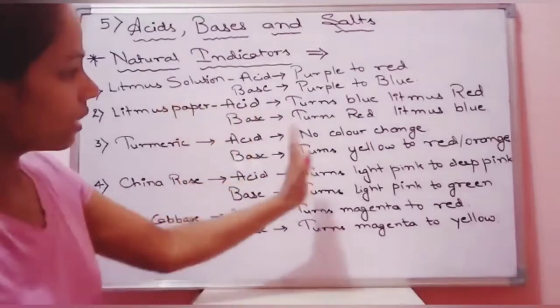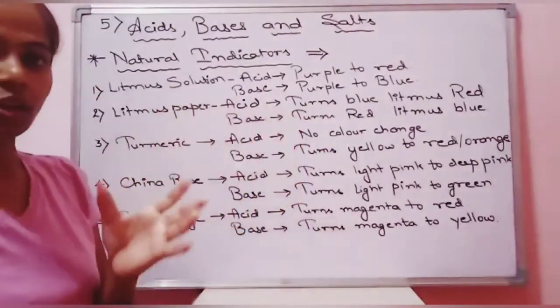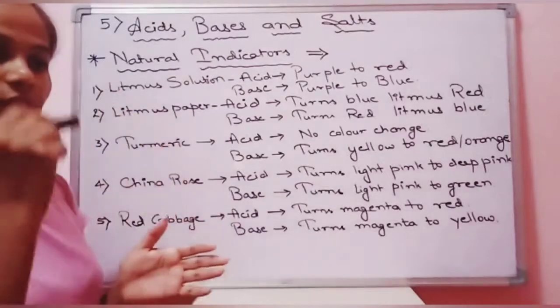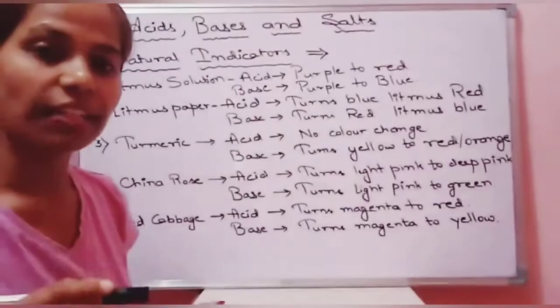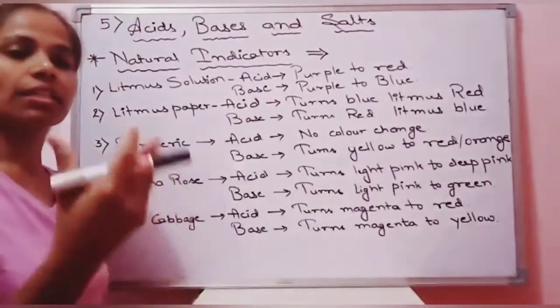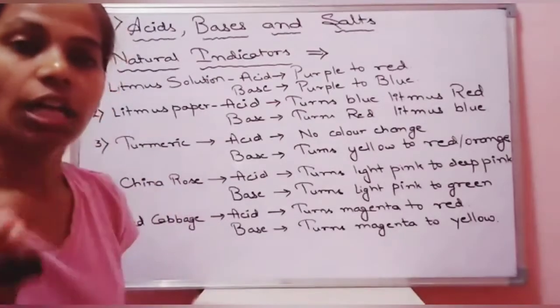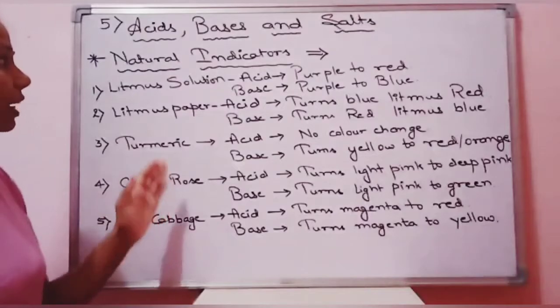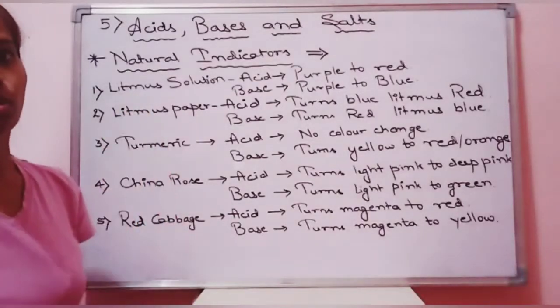Children, these color changes are the observations, the proof that acidic or basic content is present in some natural or inorganic substances. Fine. Now let's have a look at the synthetic indicators also.